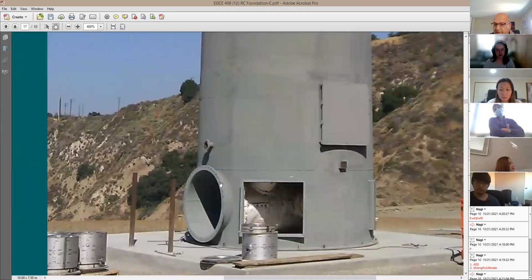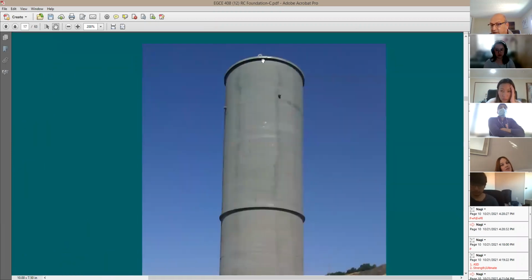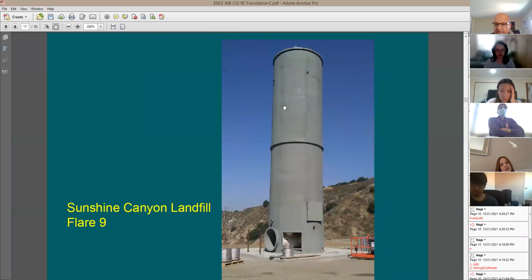This pipe diameter is 4 feet. So just imagine when I stand there, I'm about here, right? So this is really a big pipe. This pipe is not gonna be filled with water. Actually, it's gonna be filled with methane gas. Methane gas is gonna be sucked through here, and then they're gonna burn from the top here, and you're gonna see the flame coming up.